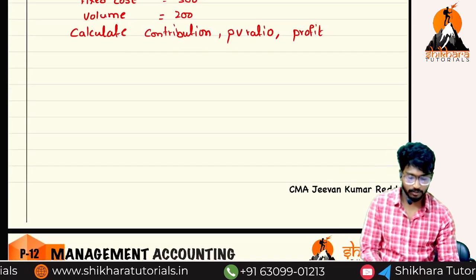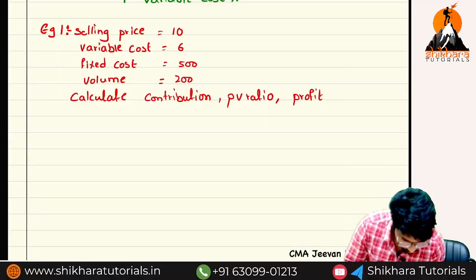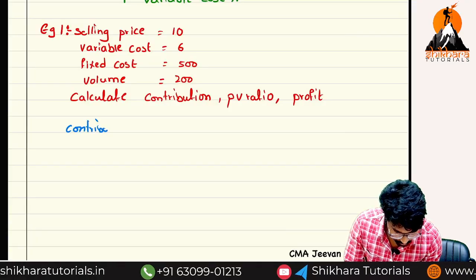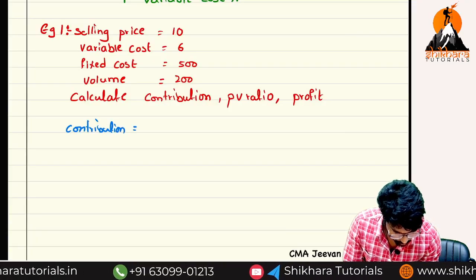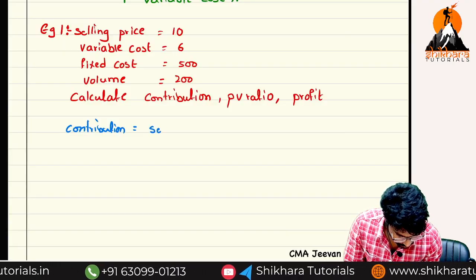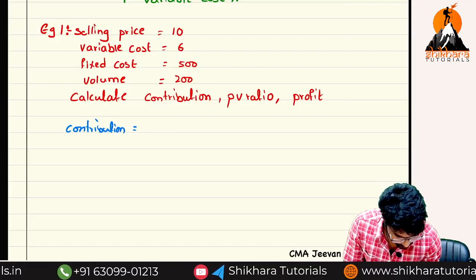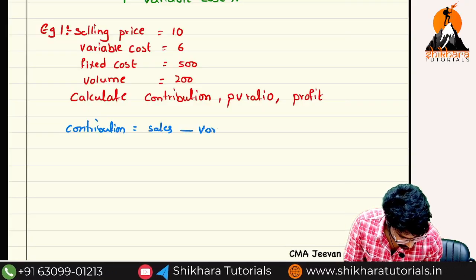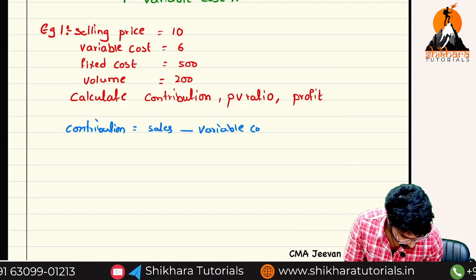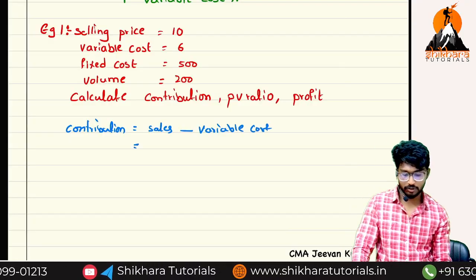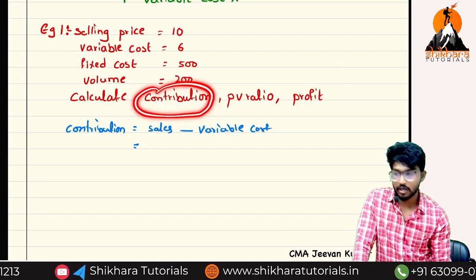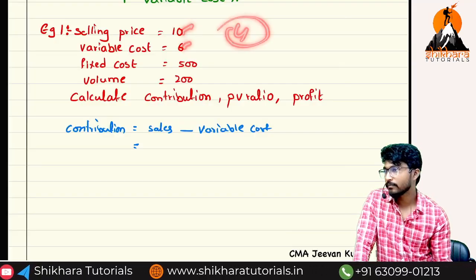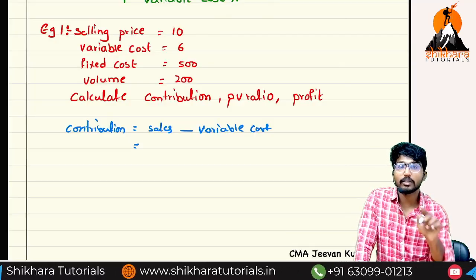Now, first, contribution is equal to sales minus variable cost. Now, what is the sales we have? Total sales. Here he asked contribution, not contribution per unit. If he asked contribution per unit, 10 minus 6, that is 4 only. He asked us to calculate contribution, that means total contribution.